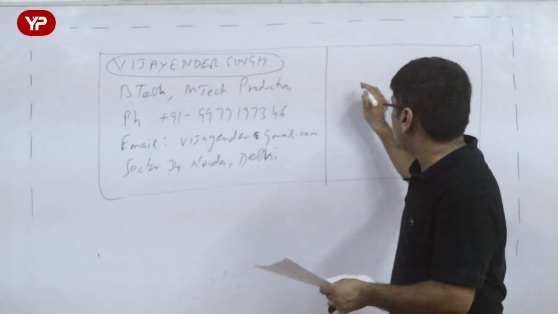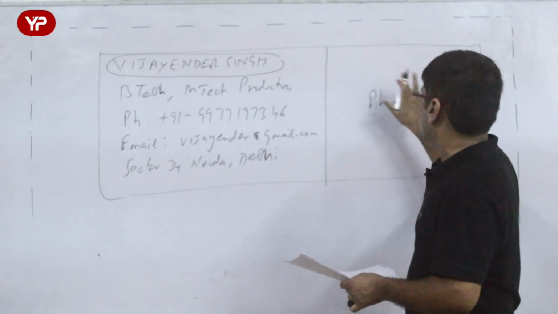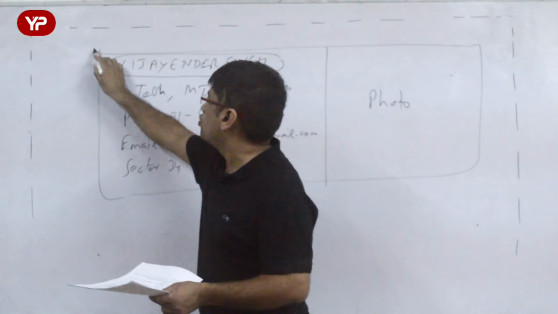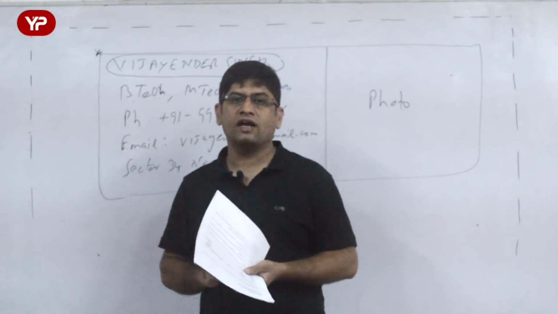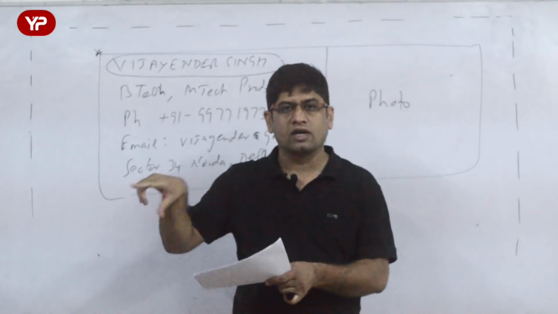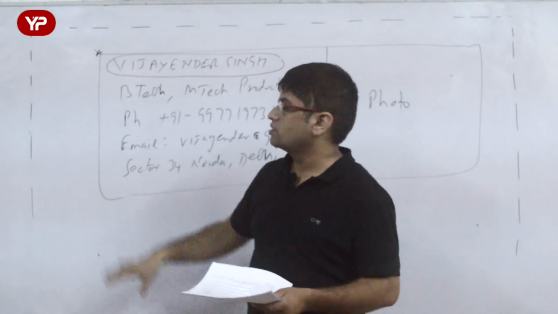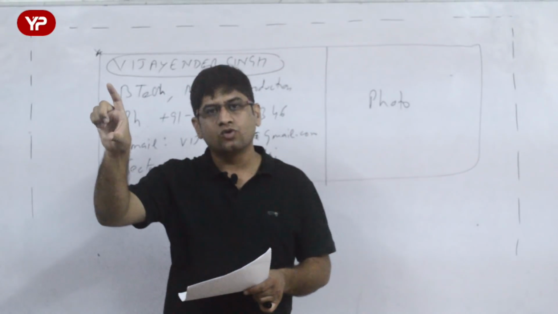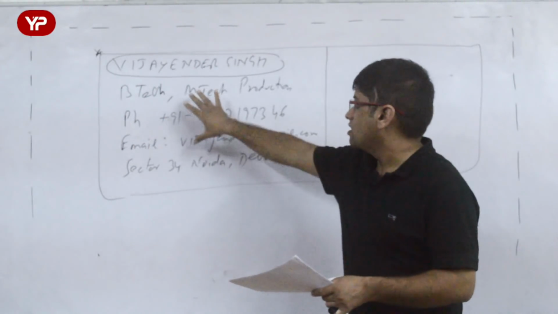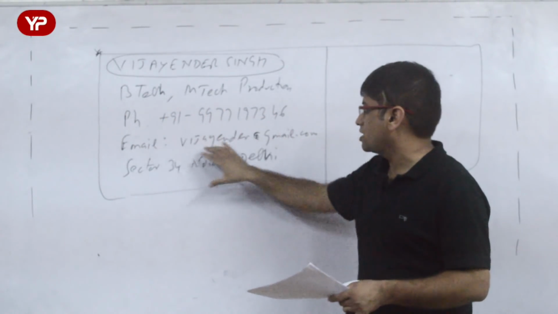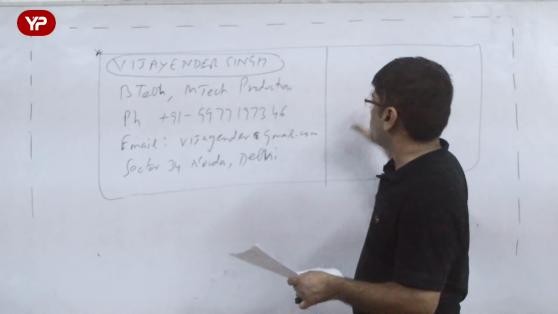And on the right side you can paste your photograph. Then you have to go into the inserted table itself and delete the border. The border is not required, so it is to be deleted. So at the top you write your name, your qualification, your phone contact number, email ID, your address, and the photograph is placed.